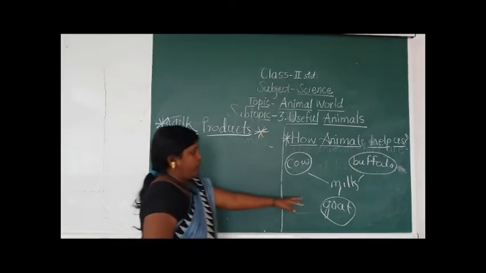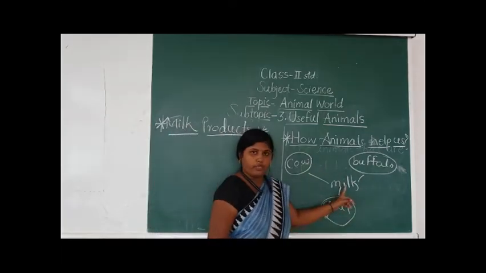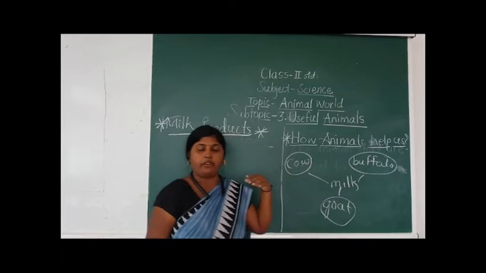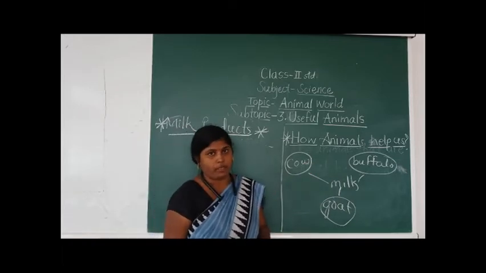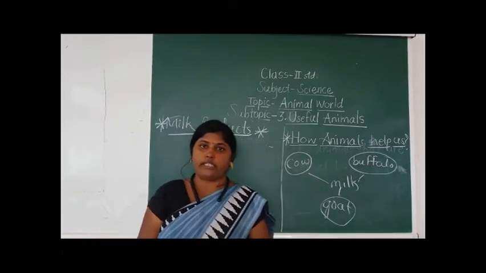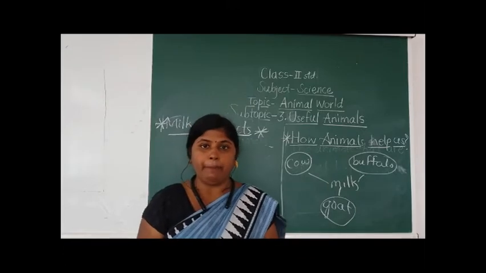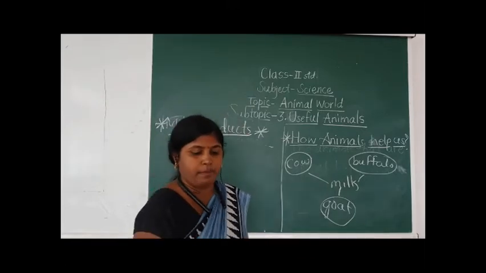So see, cow, buffalo and goat give us milk, and from milk we make milk products. Milk products are the things which we make by using milk. For example, curd, cheese, butter and ghee.